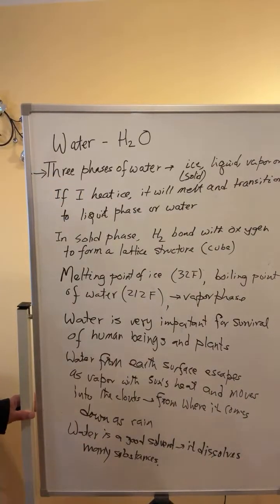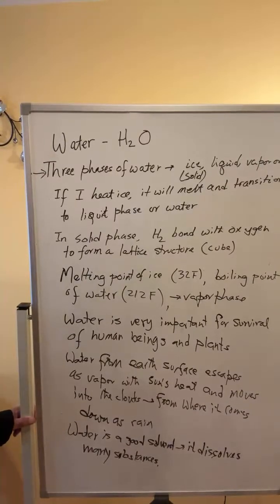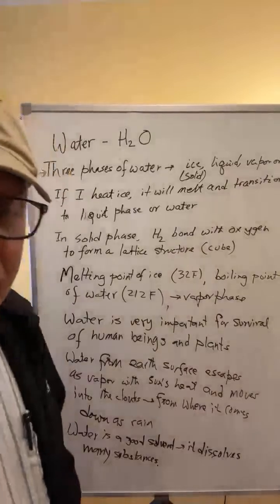Water is very important for survival of human beings and plants. Water escapes from the earth's surface as vapor with the sun's heat and moves into the clouds, from where it comes down as rain. And water is a good solvent. It dissolves many substances. So I will stop here today.